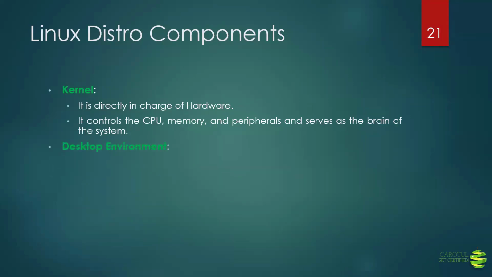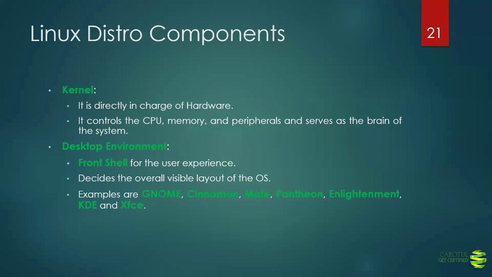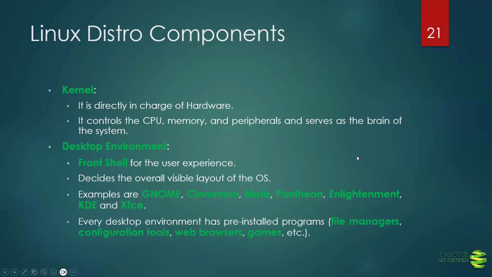And then we have the DE, the desktop environment, which is basically the front shell for the user experience. It decides the overall look and visual layout of the OS. Examples would be GNOME, Cinnamon, MATE, Pantheon, Enlightenment, KDE, which is K Desktop Environment, and XFCE. These are the different names of how the system will present the Linux operating system to you graphically. You'll see that every desktop environment has pre-installed programs like a file manager, configuration tools, web browsers, and games.